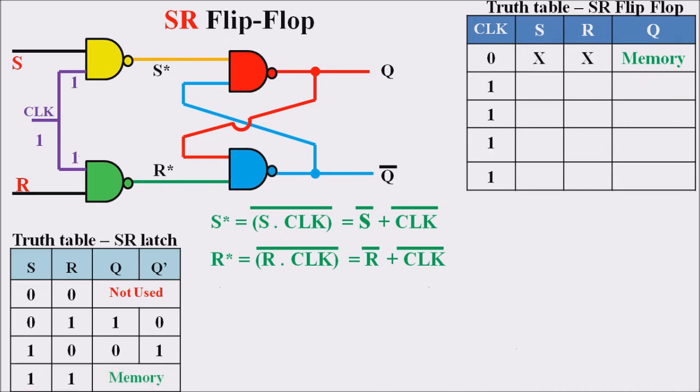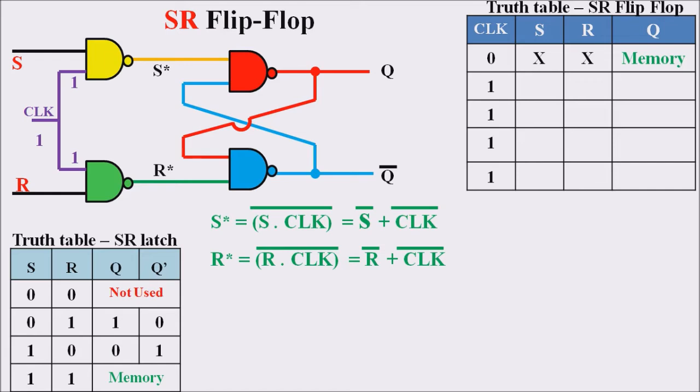Thus, we can conclude that if the clock is 0, then the output is completely dependent upon the previous output itself, that is, the previous output will be preserved. Thus, the clock equal to 0 results in the memory condition. So now we are discussing the clock signal equal to 1 condition.